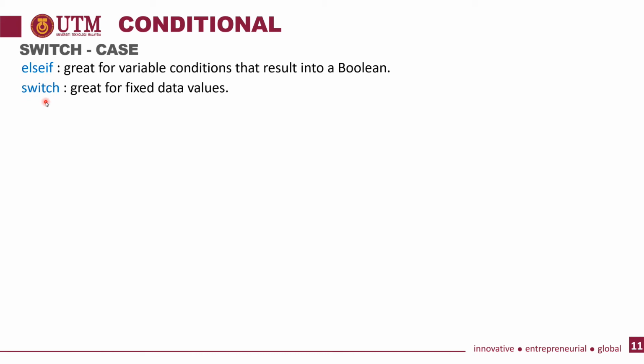But switch is great in a situation where, for example, if A equals 5, what will happen? And if B equals 6, what will happen? So it doesn't have any range. If the number is static or fixed, it is recommended to use switch. But if you have a range of values in order to run a situation, it is advised to use else if.